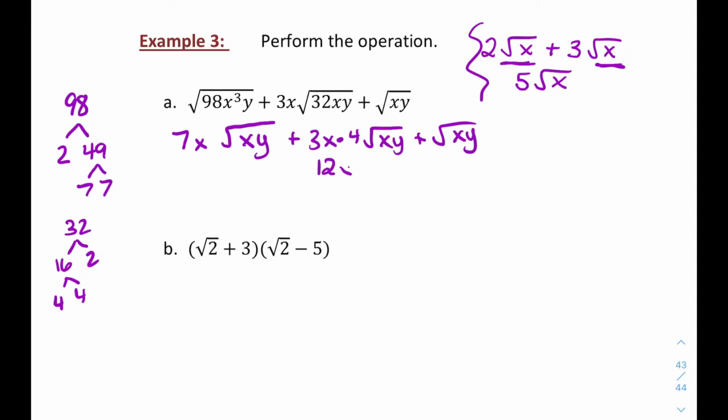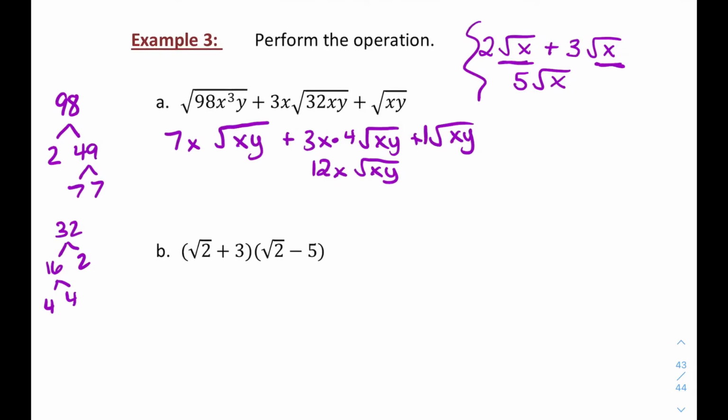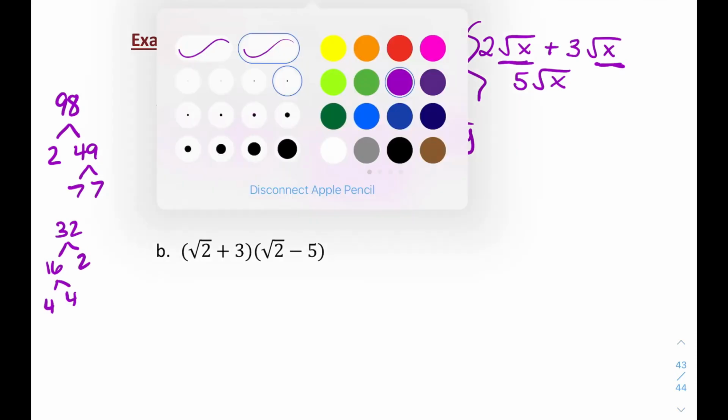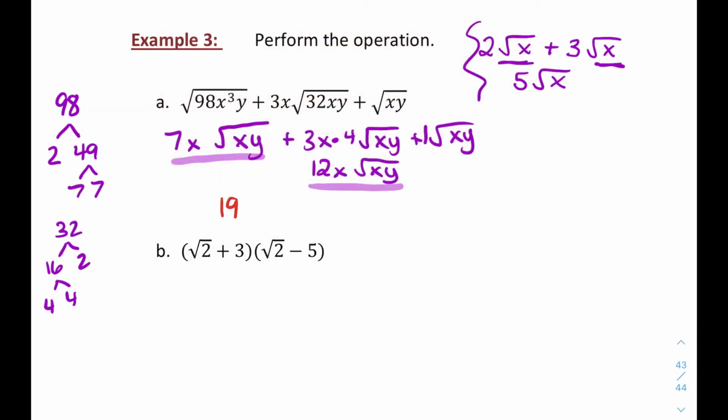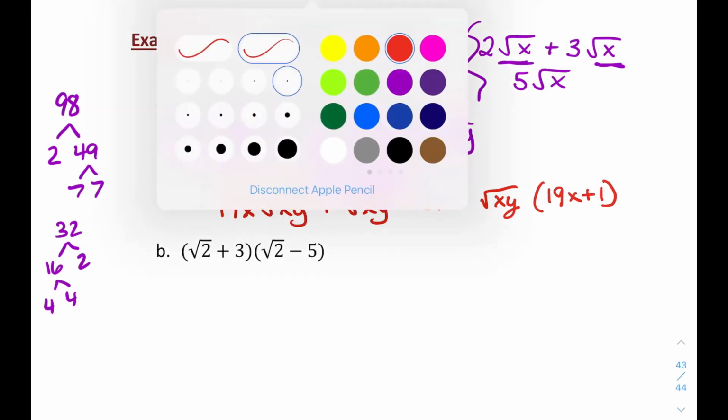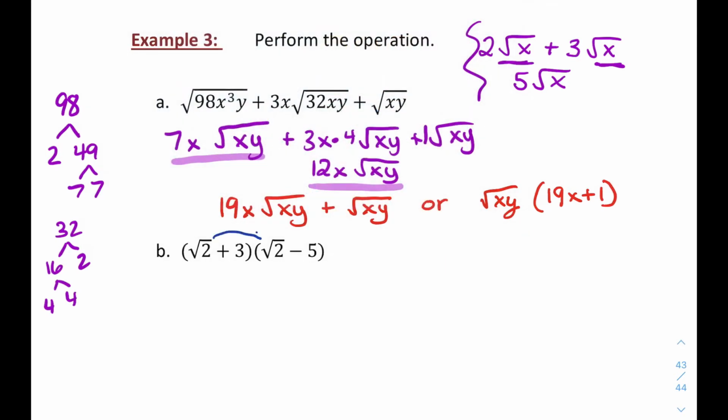Okay, so if I go ahead and multiply 3x and 4 together, I'll get 12x on my middle term, and then they all are actually square roots of xy. The 7x and the 12x square root xy can be added together to give you 19x square root xy. And then the other one is just a 1 on the outside, no x terms, so it can't be combined. If you want to get fancy, you could factor out your common factor of xy if you wanted to. It doesn't matter. Let's multiply a couple of binomials together.